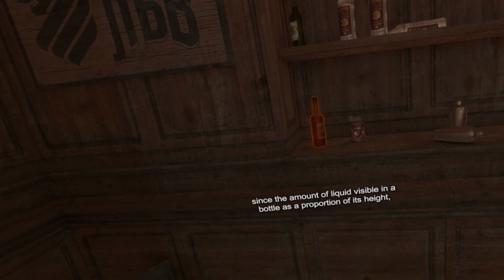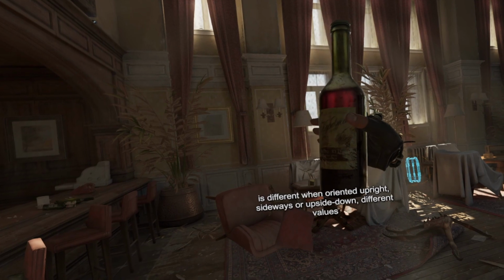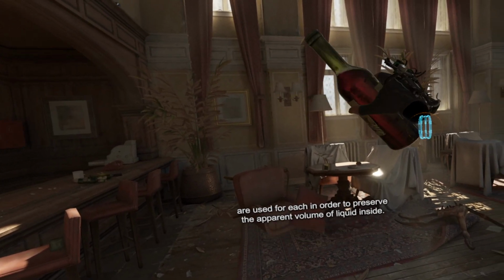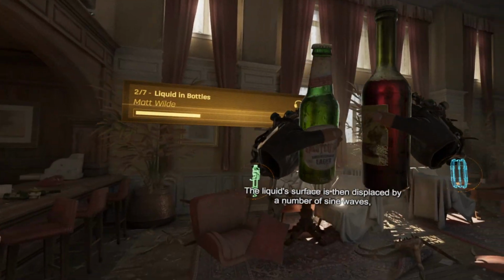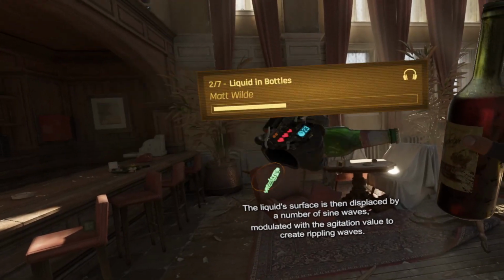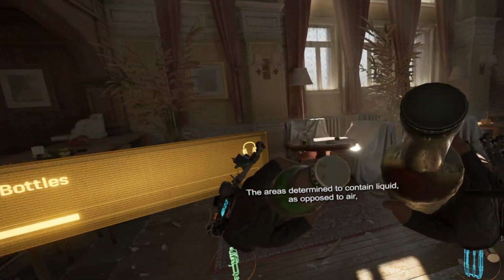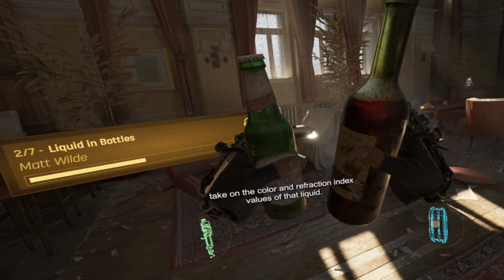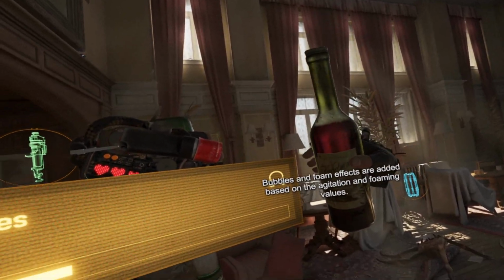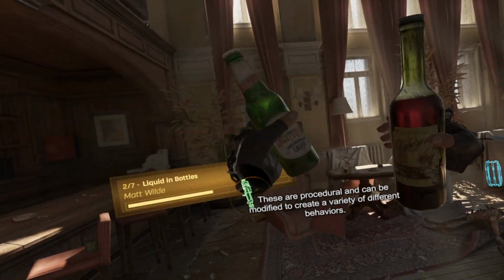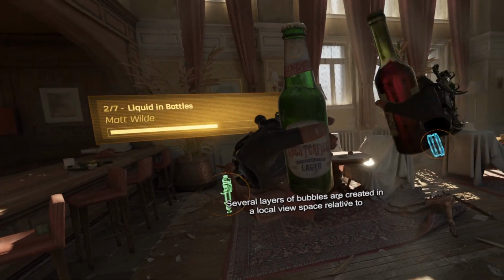Since the amount of liquid visible in a bottle as a proportion of its height is different when oriented upright, sideways or upside down, different values are used for each in order to preserve the apparent volume of liquid inside. The liquid's surface is then displaced by a number of sine waves, modulated with the agitation value to create rippling waves. The areas determined to contain liquid, as opposed to air, take on the colour and refraction index values of that liquid. Bubbles and foam effects are added based on the agitation and foaming values.